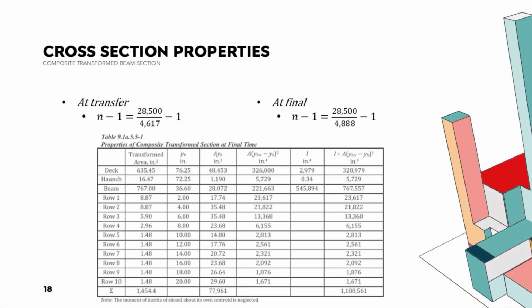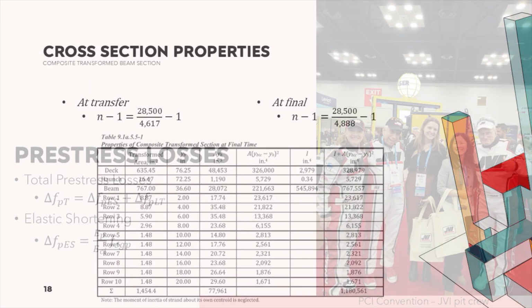Now that we have an estimate of the number of strands, we can determine the composite transformed section properties, which will allow for a more accurate design of the beam. Steel areas are multiplied by n-1 in order to account for the difference in stiffness between the steel and the concrete. This transformation helps in analyzing the composite section as if it were entirely made of concrete, making it easier to calculate stresses and strains under load.